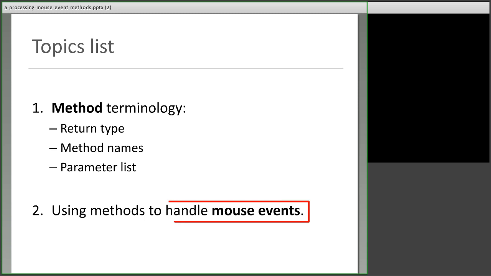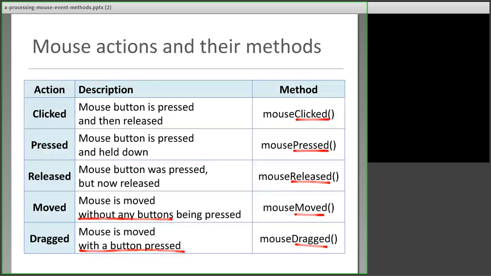So let's continue. So using methods to handle mouse events. So if you think about a mouse, you can click it, which we've already seen. Pressing is slightly different. So clicking is you press down and you release, whereas pressing is you've pressed down the button, but you haven't released it yet. So we then have released. So this is, you've already pressed the button, and when you release it, that causes another event. So you could implement mouse clicked by breaking it into two separate steps, the pressing and the releasing.